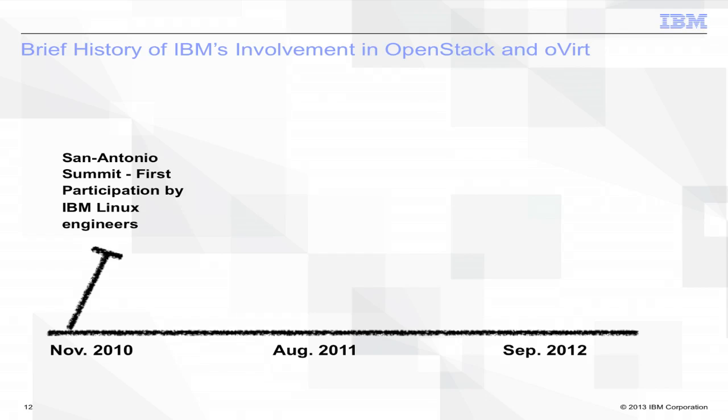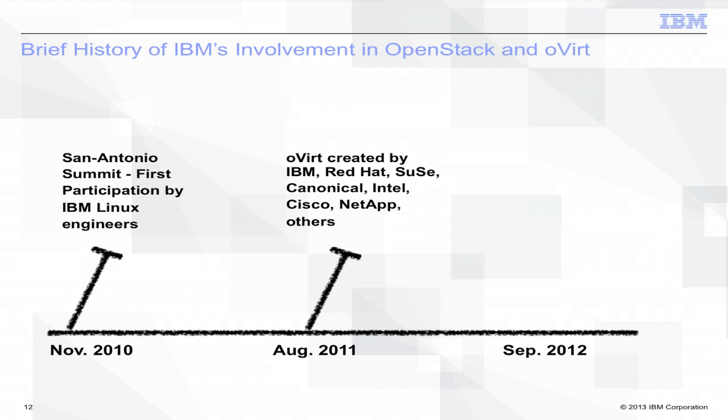These guys weren't the only guys within IBM. I think there were pockets of engineers all over the company about the same time looking at it. In August of 2011, we worked with Red Hat, and we recruited some other companies with Red Hat to start the oVirt community. Now, oVirt is an open source management infrastructure for KVM, and it's the upstream source code for the RHEV management infrastructure. It's a significant product. It's aimed at the vSphere type of use case. And it's got a lot of functionality. So this was a major undertaking and a major community that we stood up with Red Hat.